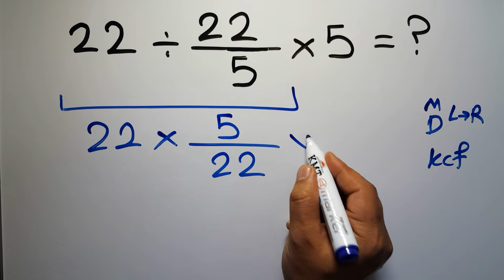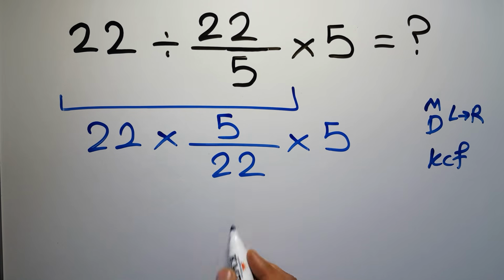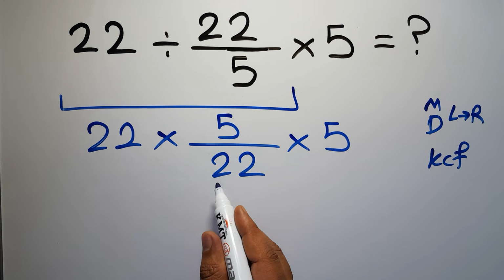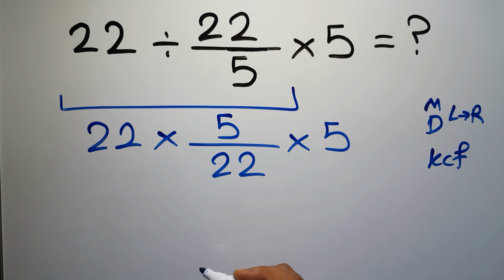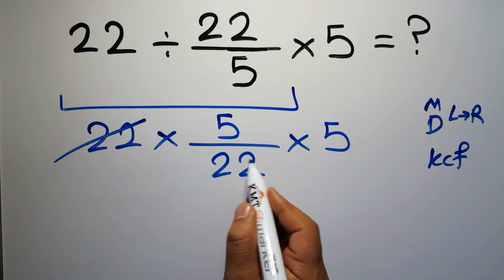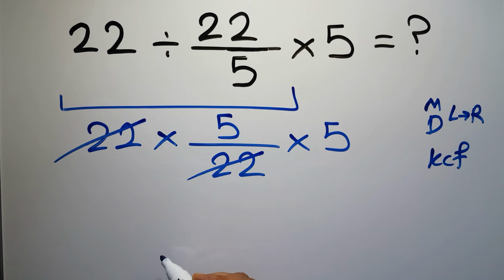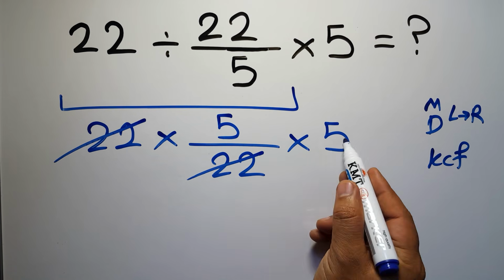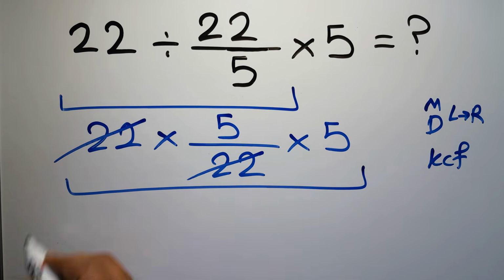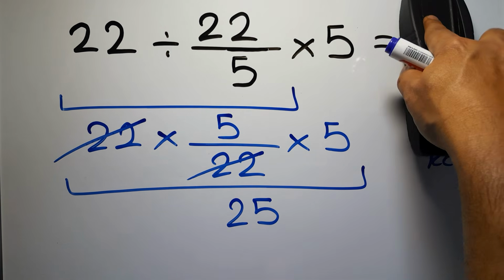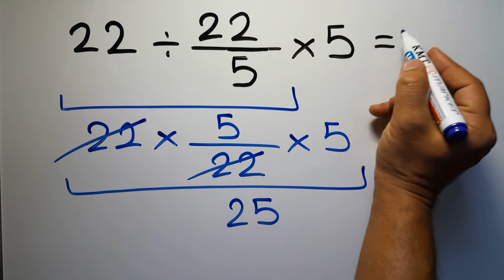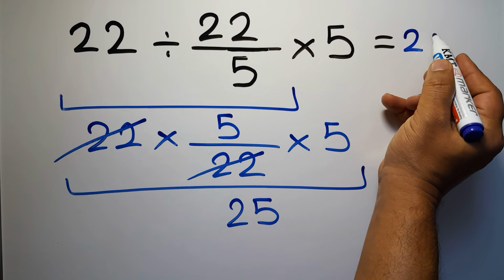And here we have times 5. 22 times 5 over 22, then times 5. We can easily cancel this 22 and this 22. So we have just 5 times 5, which equals 25. And this is our final answer to this problem. The correct answer is 25.